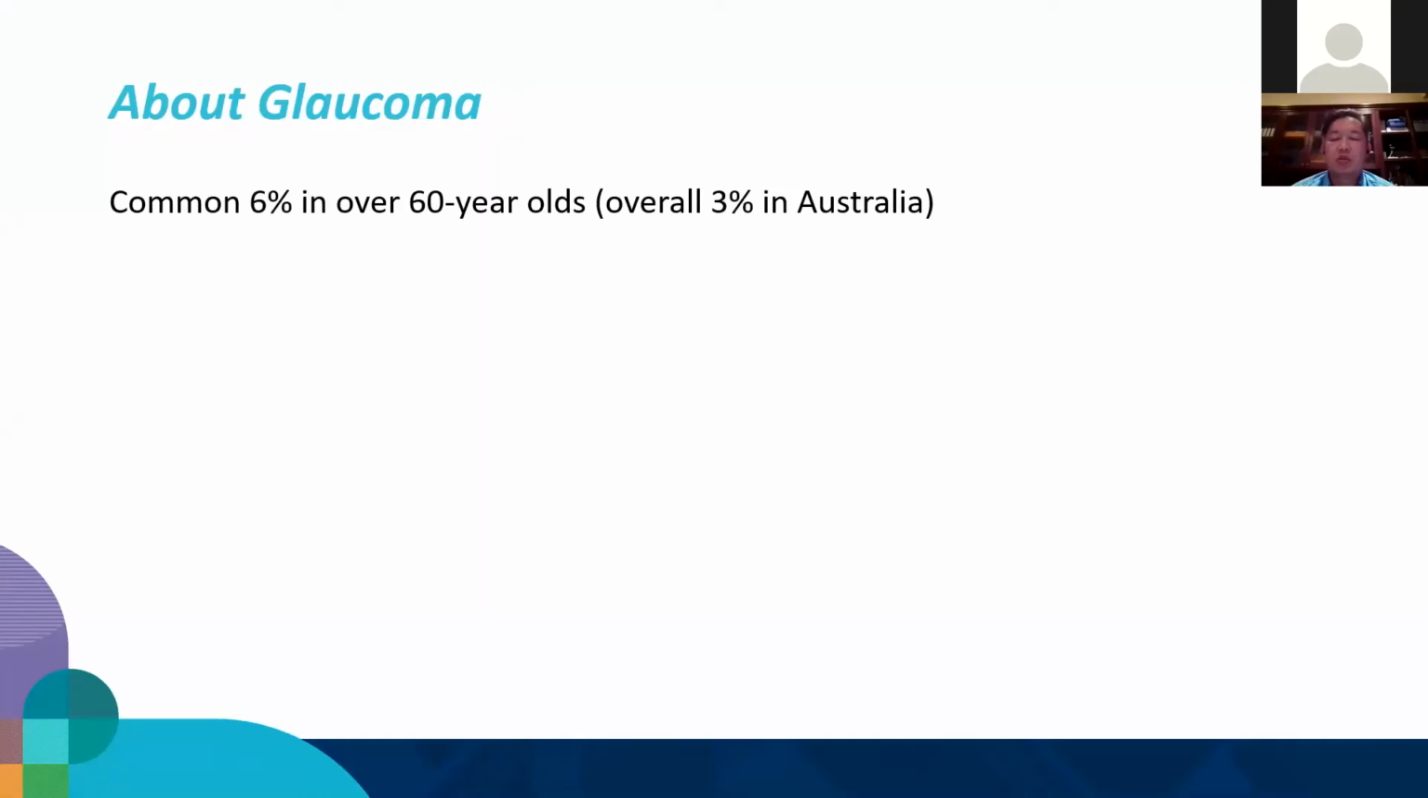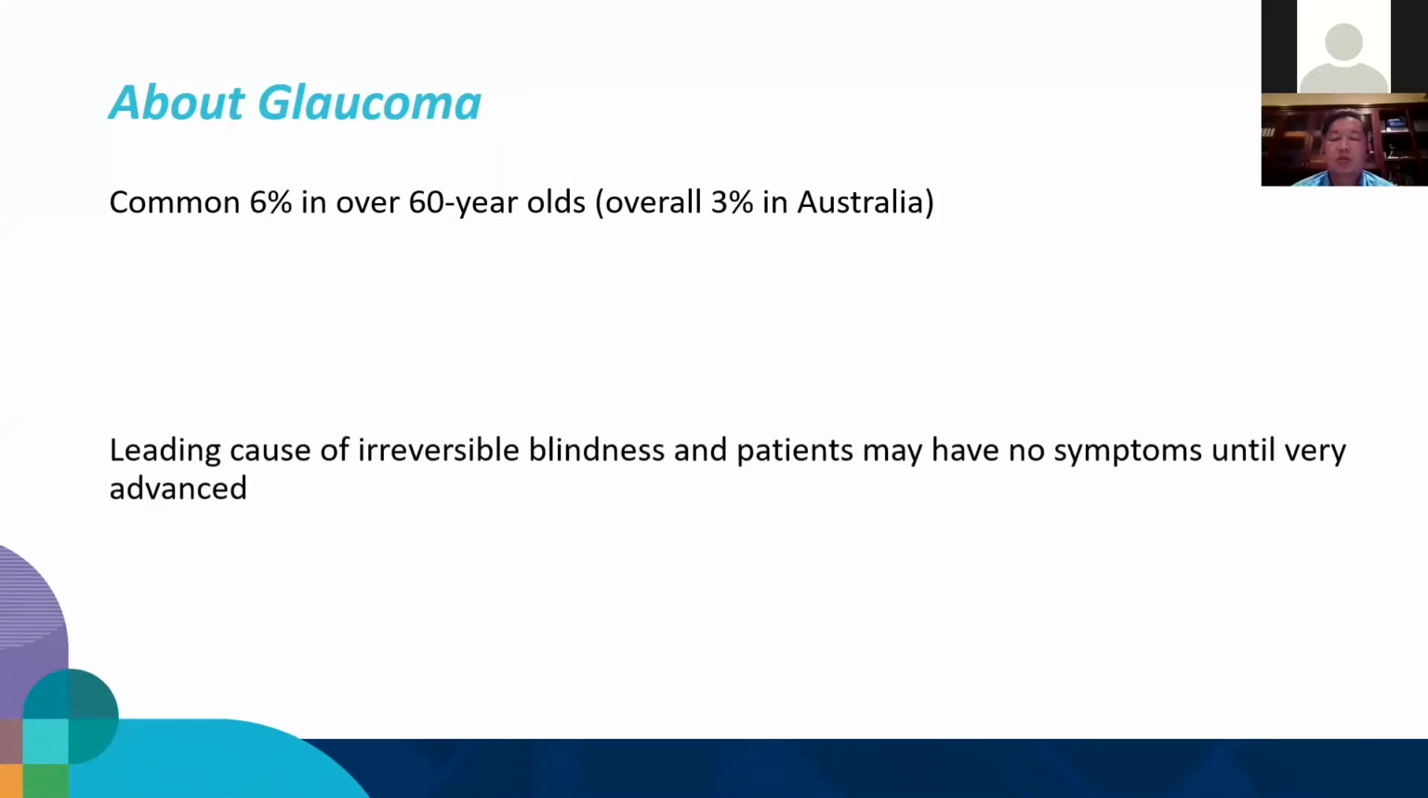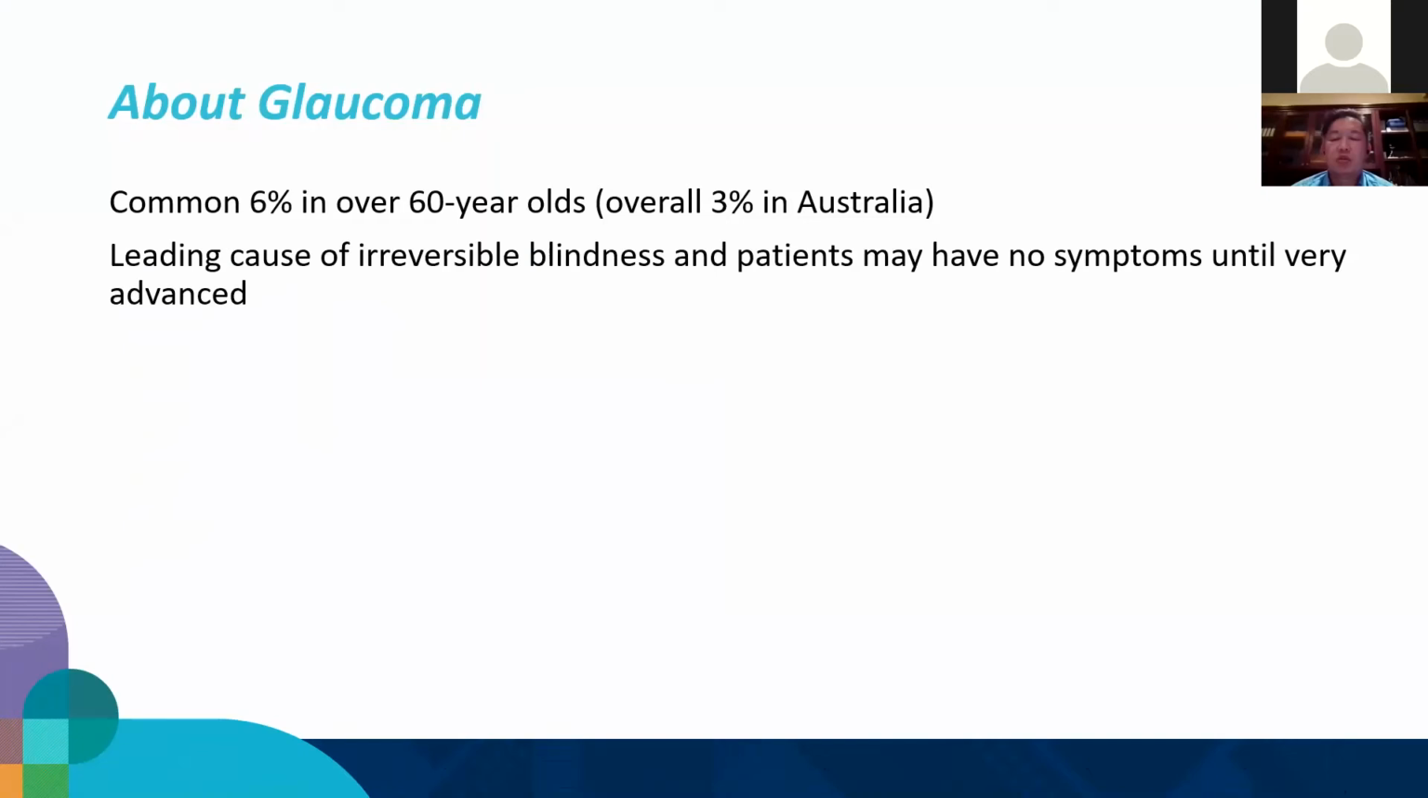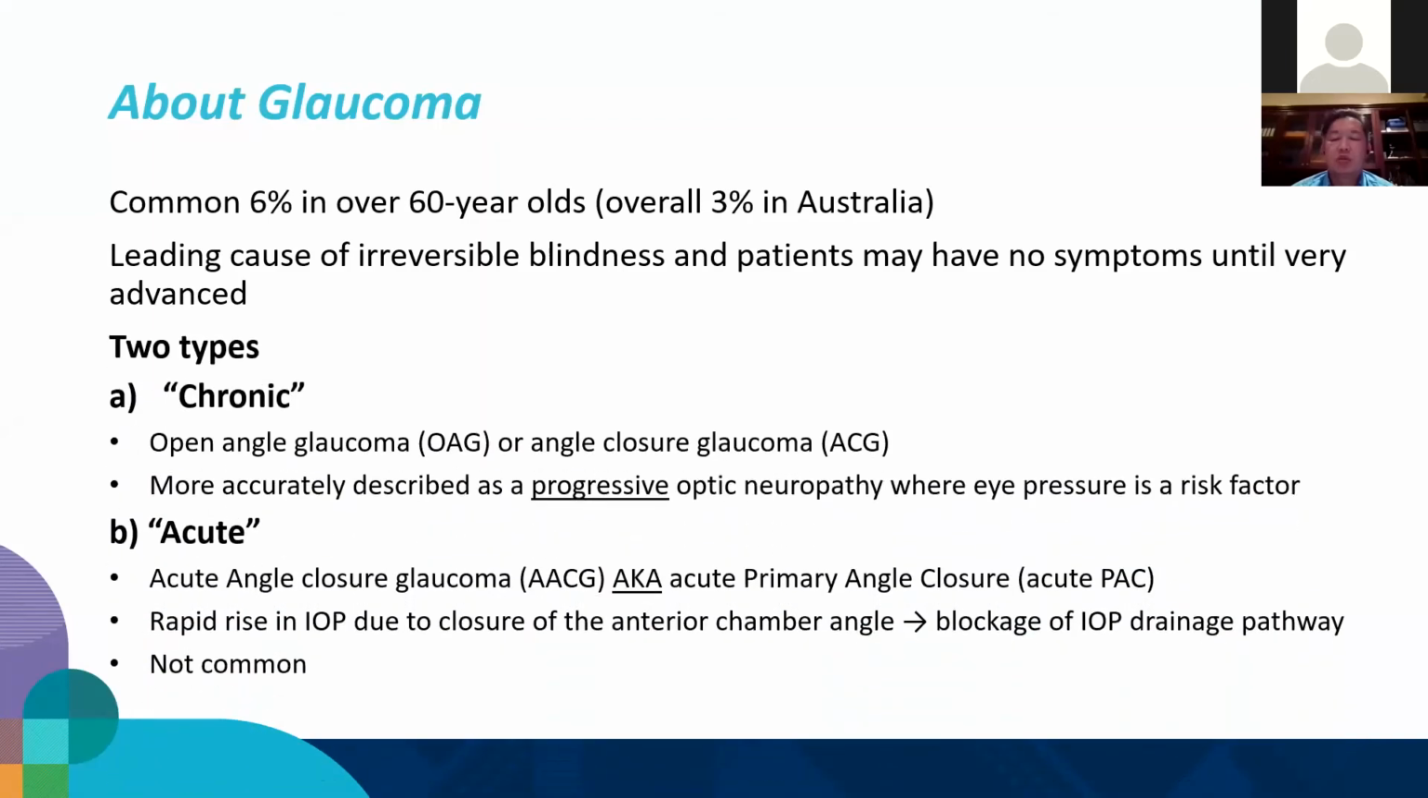It's common in about 6% in over 60-year-olds. So again, disease of the older population. Overall, it's about 3% in Australia. And again, as I said, it's a leading cause of irreversible blindness. And the thing is that patients may have glaucoma, but you need a lot of damage before they start to lose their vision. So again, they usually present very late.